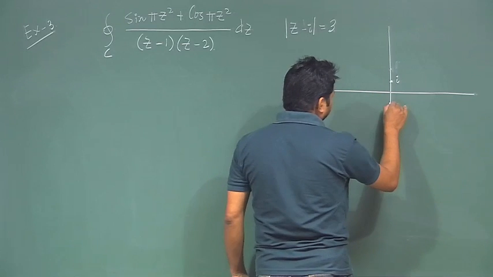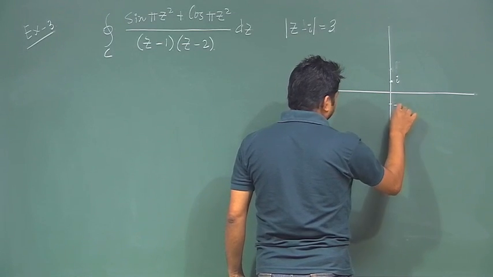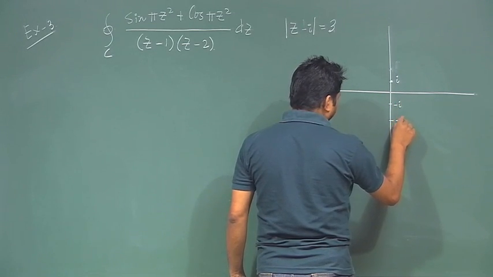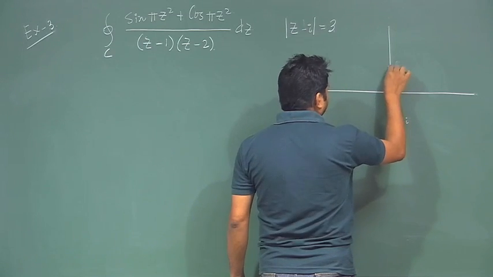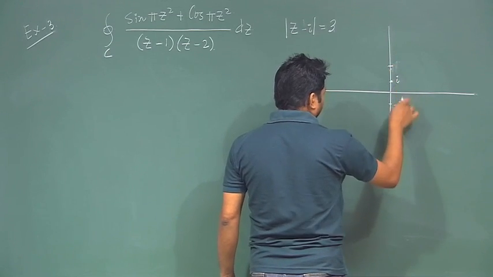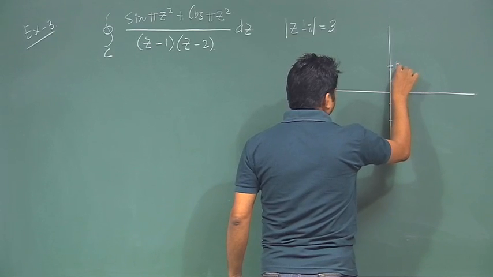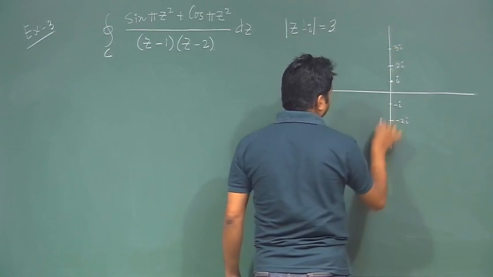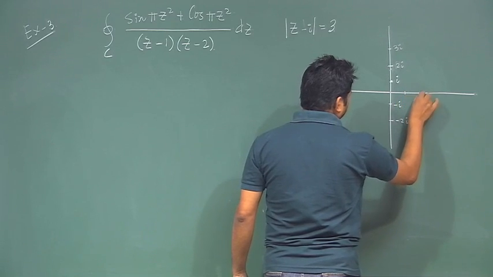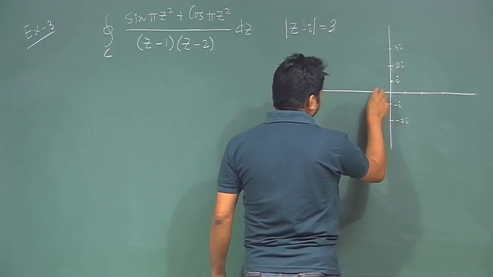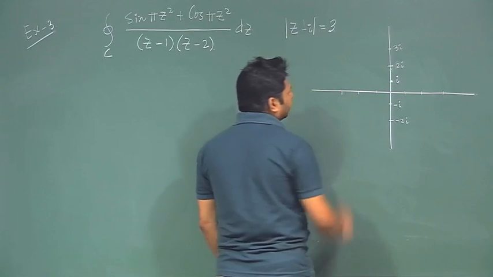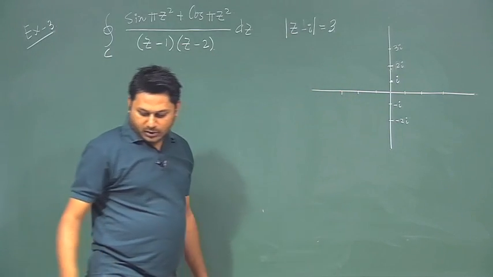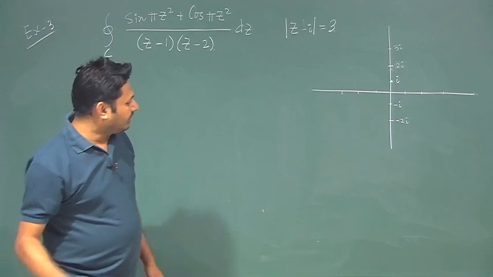So, this is minus i, this is minus 2i, this is 2i, this is 3i, this is 1, this is 2, this is 3, this is 1, this is 2, this is 3. This is my coordinate. I need to draw the coordinate properly, so that now I am going to draw these things.